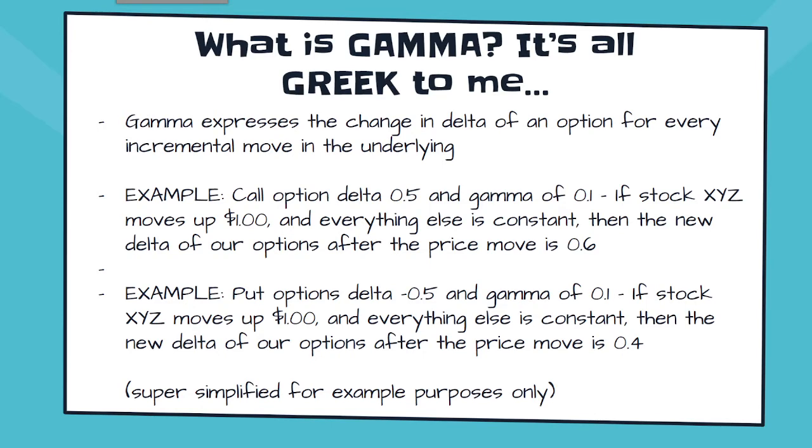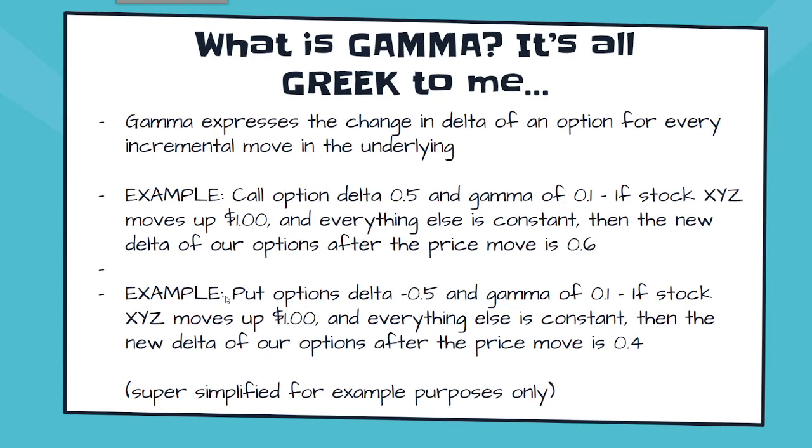Okay, so that is how you use gamma and delta. Now, again, this is super simplified, just for example purposes only. So generally, when do we have a situation where everything is constant? That only exists in the theoretical world. In the real world, every variable is moving constantly, okay? So again, this is just super simplified.